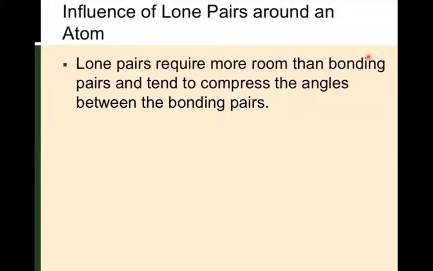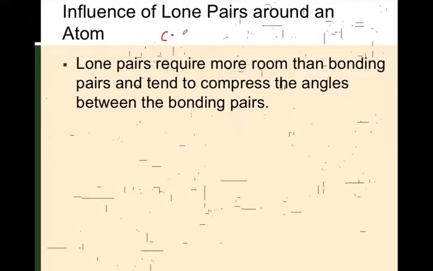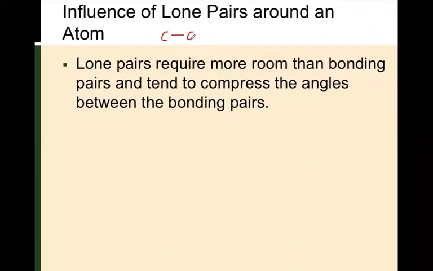Influence of lone pairs around an atom. Lone pairs require more room than bonding pairs and tend to compress the angles between the bonding pairs. They sort of push out more. This is because whenever an electron pair is involved in bonding, such as a carbon-carbon bond, it's confined more or less to that area between the 2 atoms.